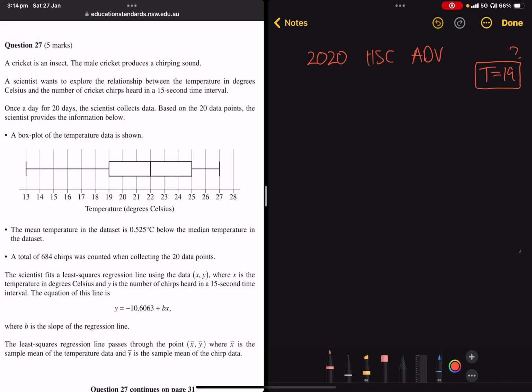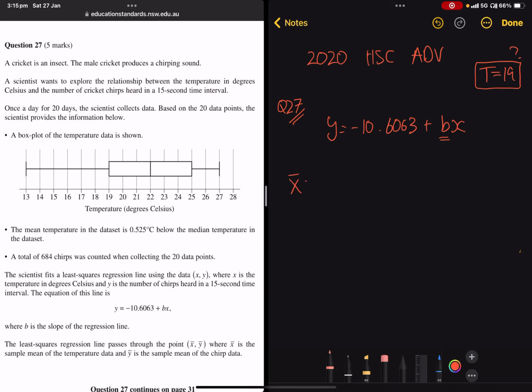So first we need to find a value for b in the least squares regression line. So this is question 27. We were told y is equal to minus 10.6063 plus bx. We can use this least squares regression line in order to find the number of chirps when temperature is 19 because x is the temperature. But we don't have this b value, so we first need to find it. The question told us down the bottom that the line passes through the point x bar, y bar, where x bar is the sample mean of temperature, y bar is the sample mean of chirp data. And we can actually find both of these.